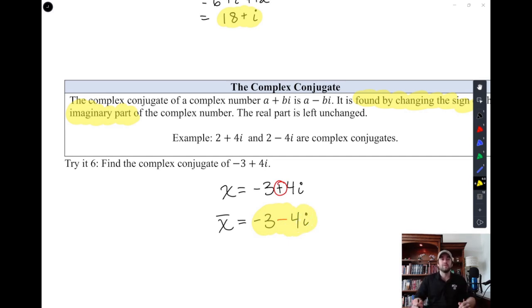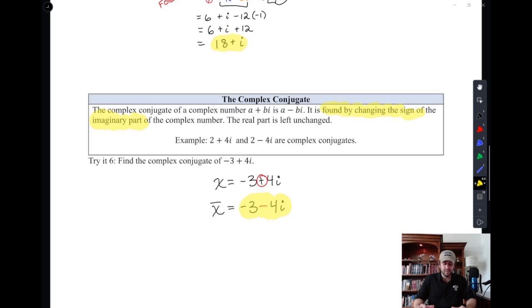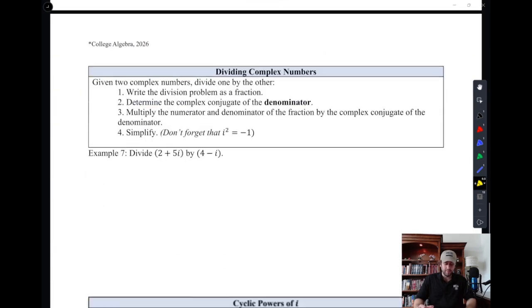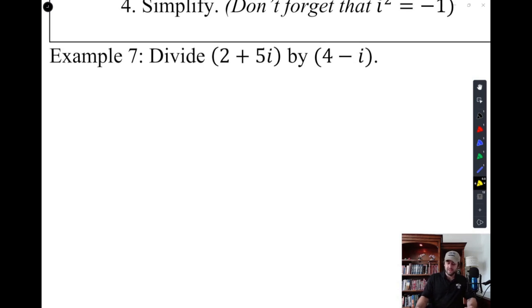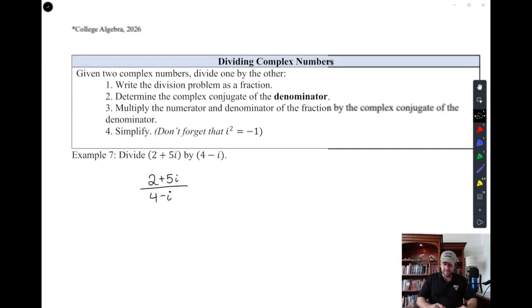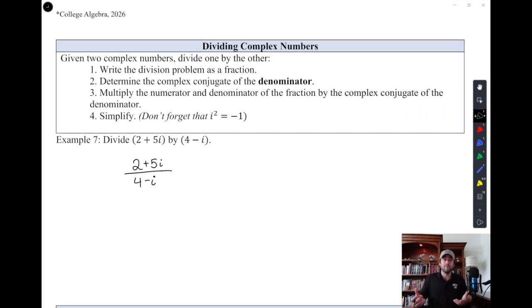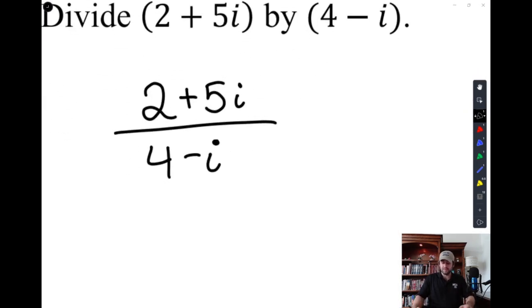Why we're doing this is going to come into view in the next problem. But finding the complex conjugate is not the most difficult problem of this section. Why we're doing that comes into play when we divide two complex numbers. So we're going to divide 2 plus 5i by 4 minus i. You can pause the video and read these steps up above, or read through your textbook, or if you've read it before, that's great. But I'll walk you through the steps here using the complex conjugate to divide two complex numbers.